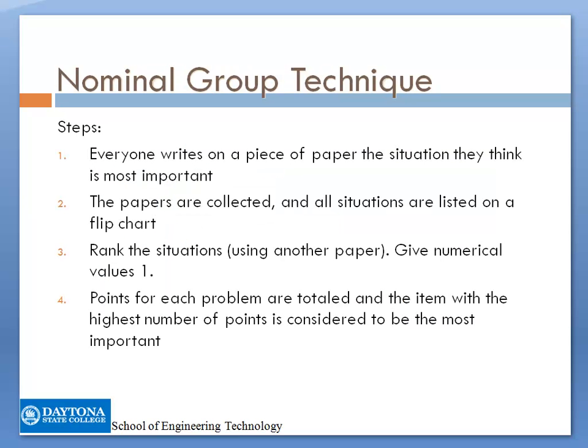Another tool to review in this chapter is the nominal group technique. This is a tool that provides for issue or idea input from everyone on the team and for effective decisions. The steps to follow are: everyone writes on a piece of paper the situation they think is the most important. Then these papers are collected and all situations are listed on a flip chart or on a board. It has to be visible to everyone. Then on another piece of paper, everyone will rank the situations, and the way that you do it is you give a numerical value.